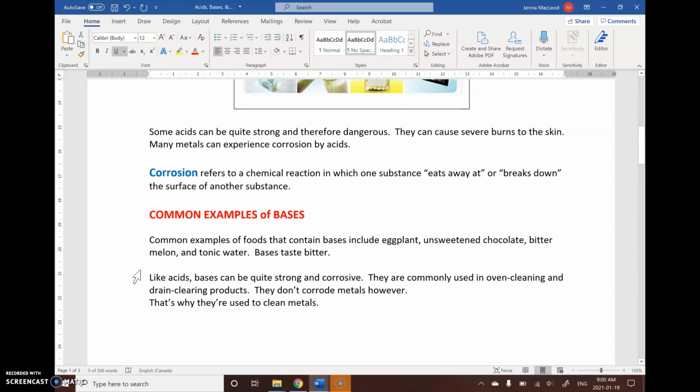So examples of bases. Common examples of foods that contain bases include eggplant, unsweetened chocolate, bitter melon, and tonic water. These things taste bitter. So bases taste bitter. Like acids, bases can be quite strong and corrosive. They are commonly used in oven cleaning and drain clearing products. They don't corrode metals, however, and that's why we use them to clean metals.